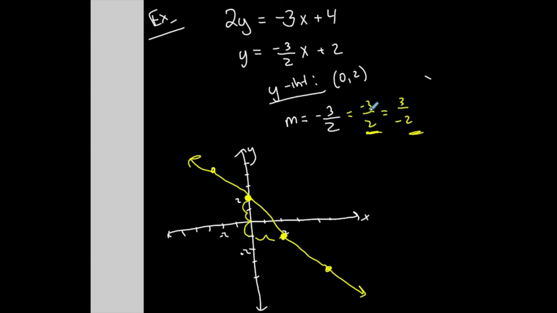It doesn't matter which scenario I use. I could go down 3 and to the right 2, or up 3 and to the left 2. I still create this line with a negative slope that I can visually see. So you can always quickly check to make sure that you're graphing correctly based on that. If it's a negative slope, does the line have a negative slope? Does it decrease? Okay.